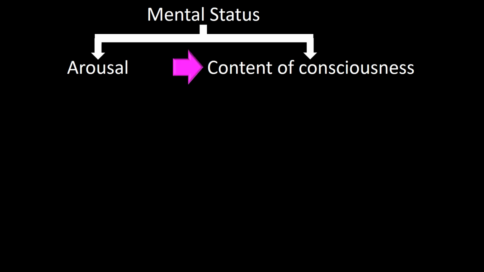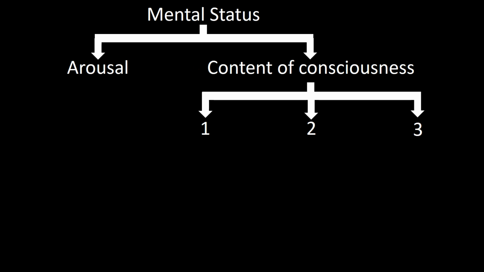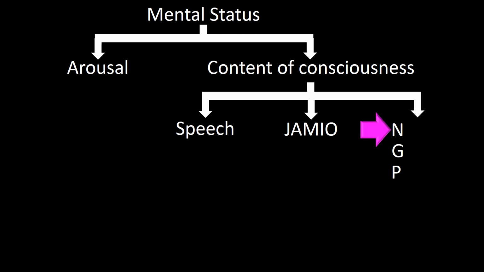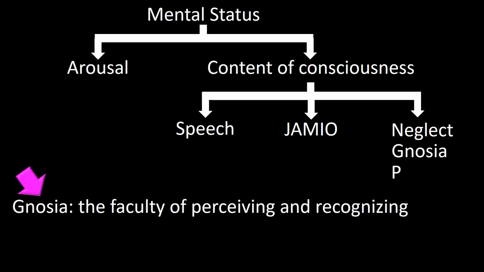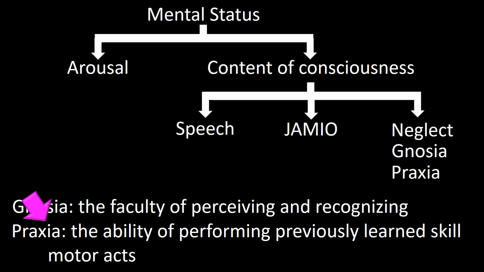After arousal, we check content of consciousness. I like to divide the evaluation of content of consciousness in three parts: speech, the acronym JAMIO, and NGP. N stands for neglect, G for gnosia. Gnosia means the faculty of perceiving and recognizing. And P stands for praxia. Praxia being the ability of performing previously learned skilled motor acts.